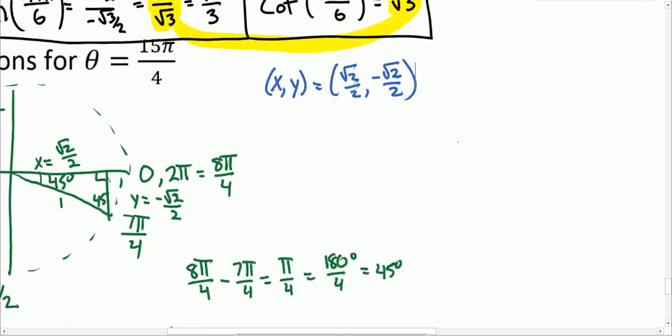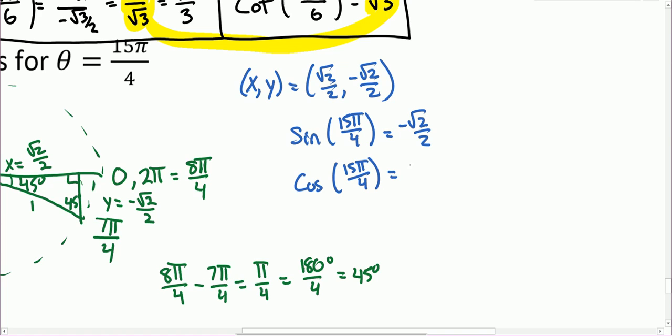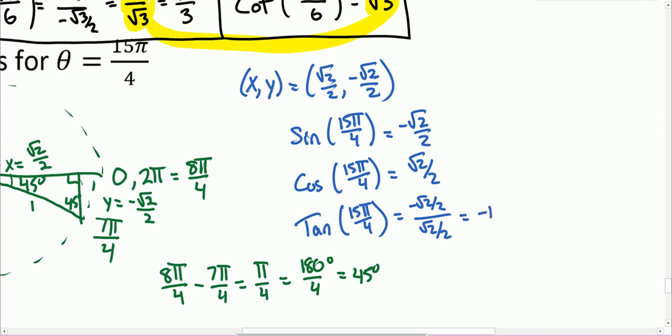So from that coordinate we can get everything we need. The sine of 15 pi over 4 is the y coordinate, which is negative root 2 over 2. The cosine of 15 pi over 4 is the x coordinate, which is positive root 2 over 2. The tangent of 15 pi over 4 is the sine over the cosine, which is negative 1.